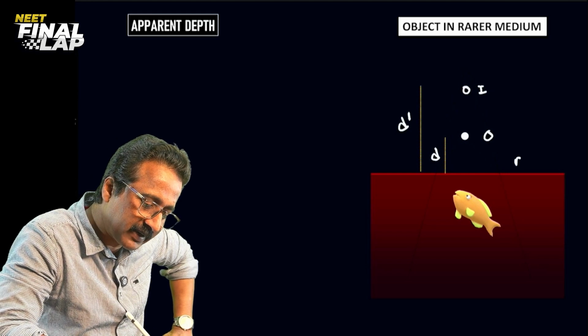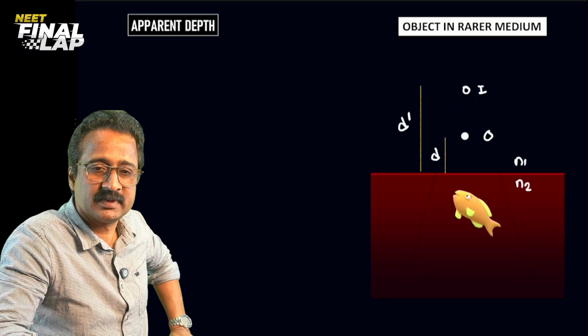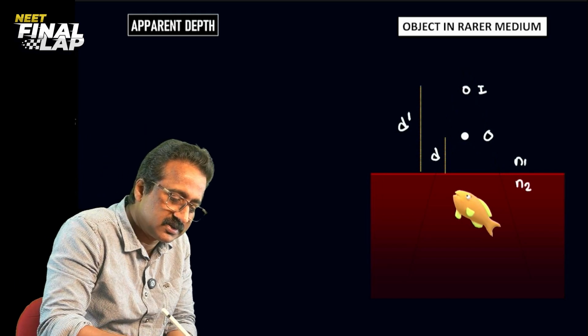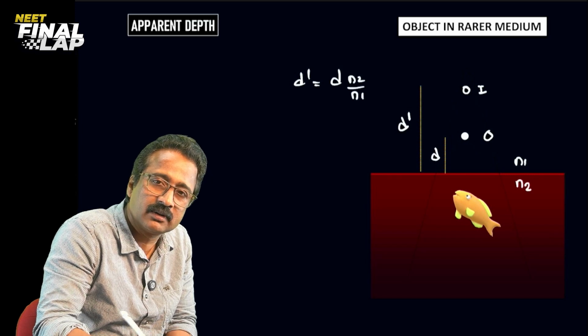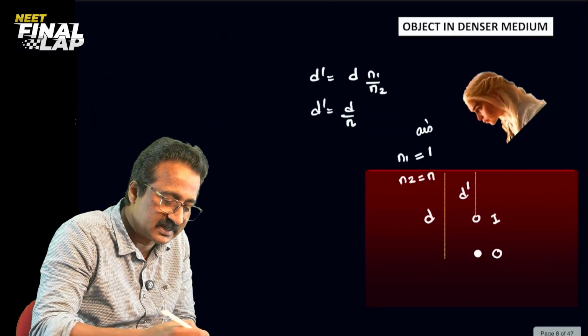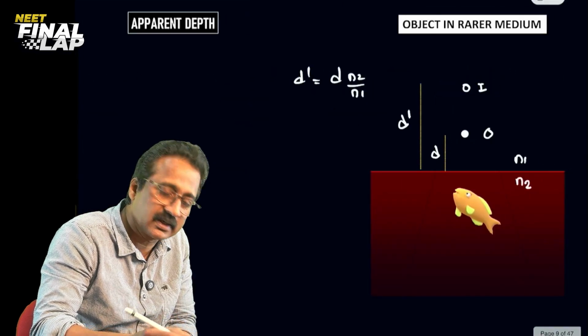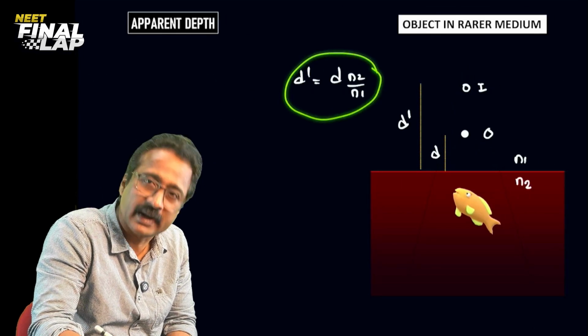Okay, refractive indices are taken again as earlier, N1 and N2. These are the refractive indices for the rarer and denser medium. In this case, it can be proven that the distance d dash is equal to d into N2 divided by N1. Please remember, the previous expression was actually d into N1 by N2. Now, this is a case where the object is in the rarer medium. It is equal to d into N2 by N1.